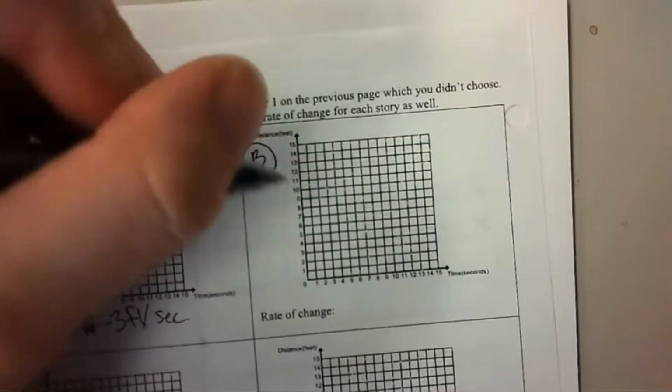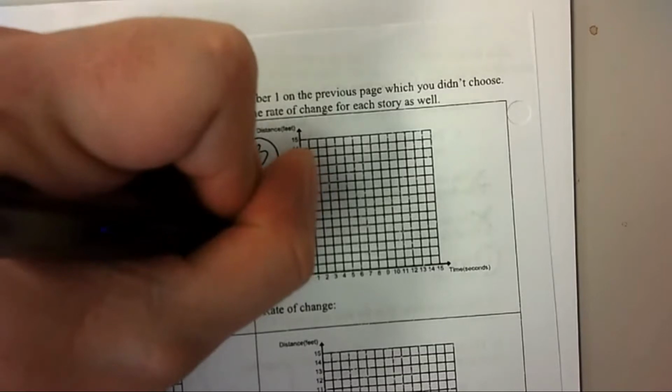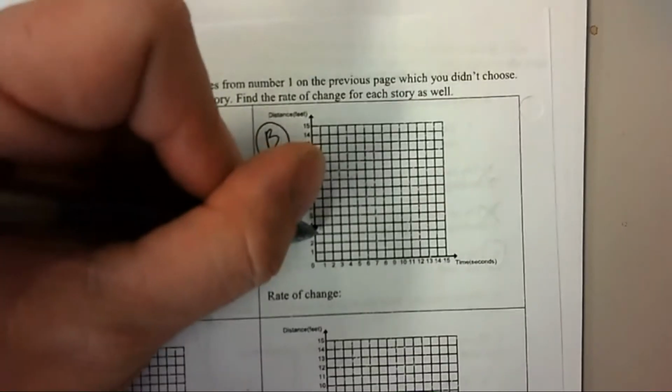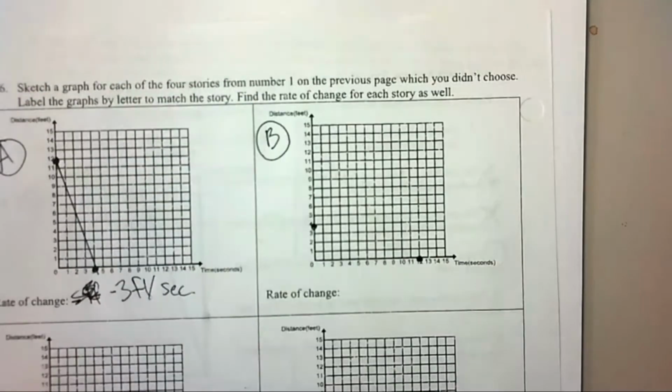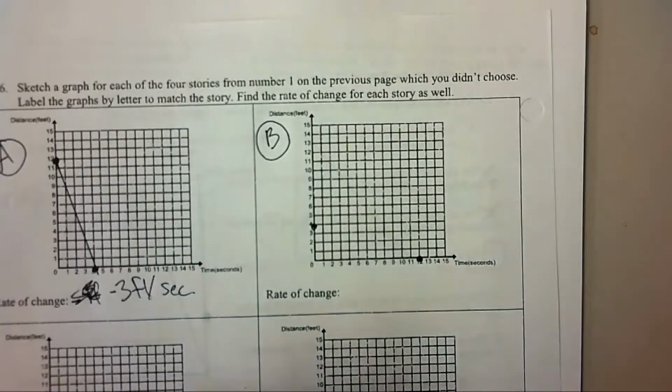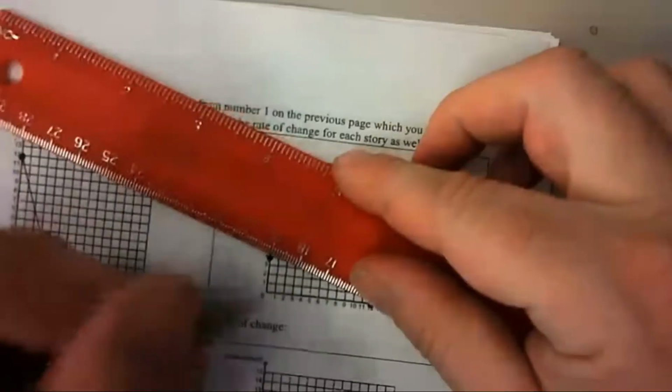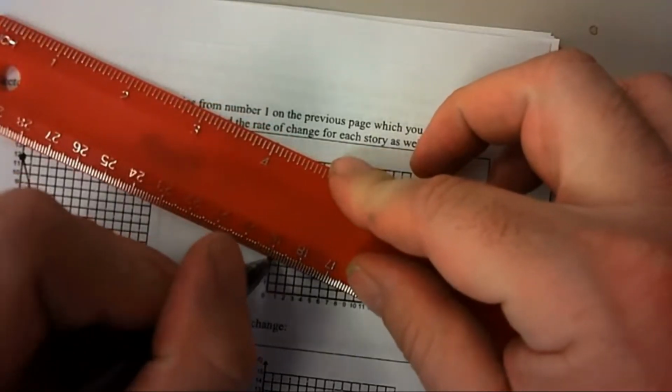So I'm going to start with 4, because at 0 seconds it's 4 feet away. But then after 12 seconds, it finally gets to that bowl. It's going to be like a super fat cat. All right, connect your points using a straight edge.